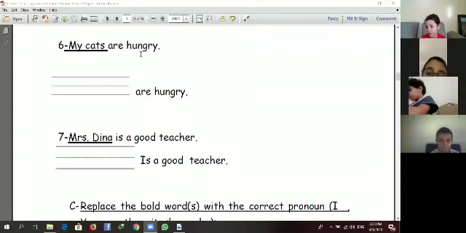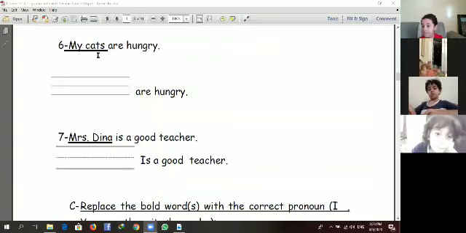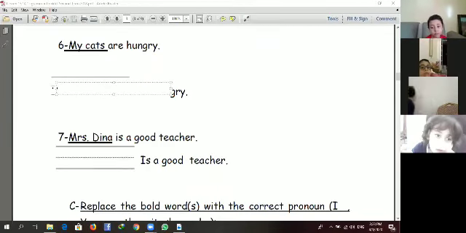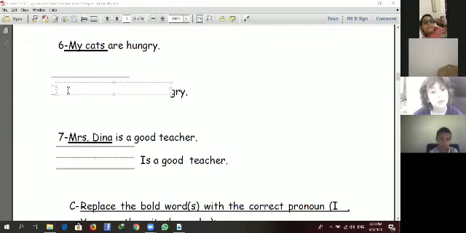My cats are hungry. So my cats, I'm not talking about one cat only. No, I'm talking about so many cats. It's more than one. And the pronoun is referring to so many things, or so many people, or so many animals. They, so I cannot say it. It refers to a singular thing or singular animal. But over here, I'm talking about so many things, so many animals, cats. So I have to write they.